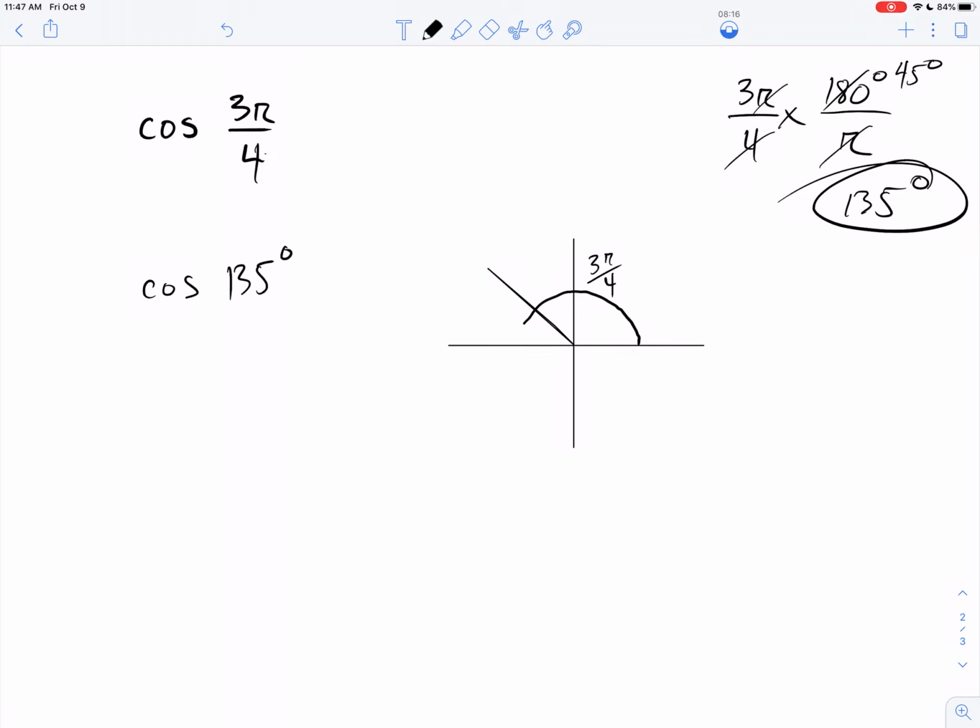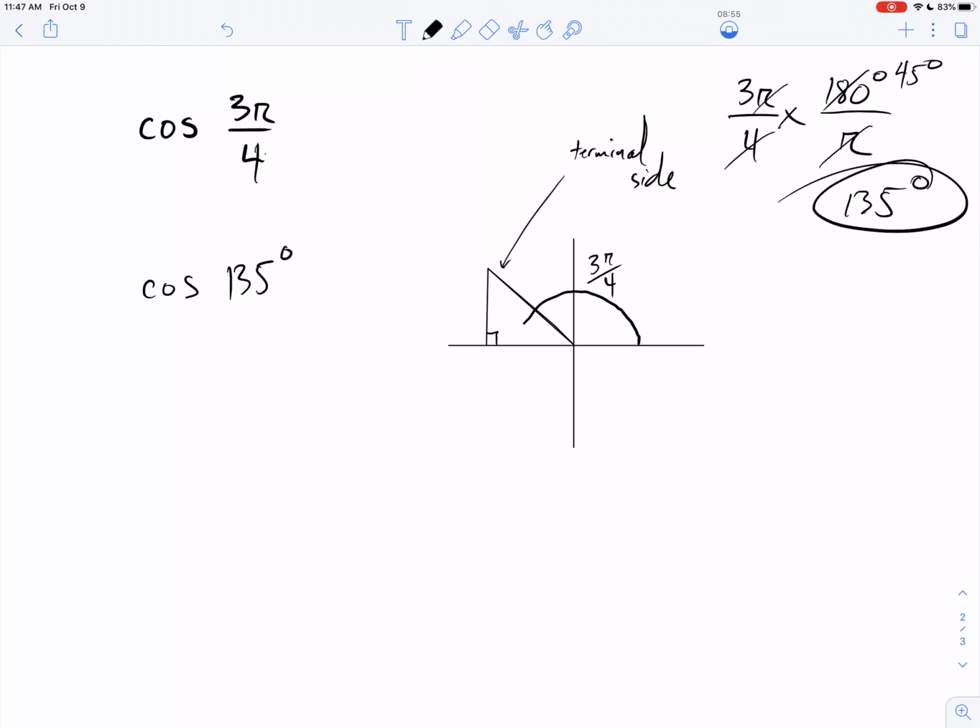But you know what? I can't draw a right triangle that has a 135 degree angle in it. So what do I do about something like that? Well, guess what? We draw something called a reference triangle. This guy right here is called the terminal side. We've talked about this, terminal side. And wherever the terminal side is, I stop and I connect that to the x-axis, which then gives me a right triangle.